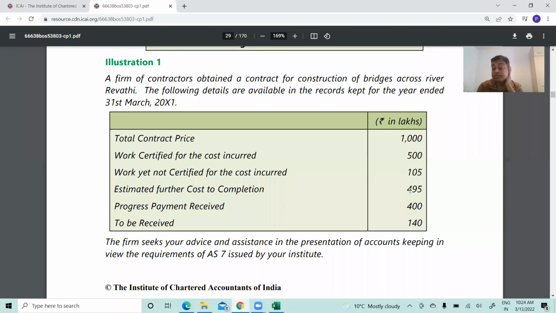$45.45. How did you get it? 55. 500 plus 105, divided by 1,100, into 100. Students are doing this calculation wrong also. What should I do? Is it 605 by 1,100 into 100? Yeah, right.